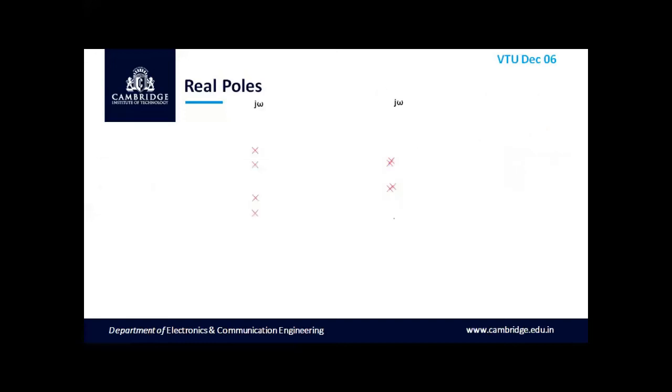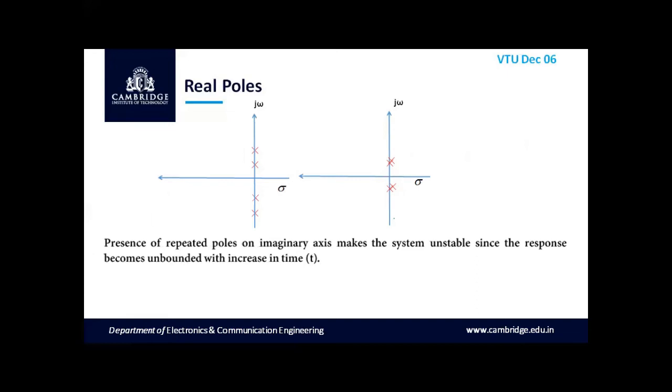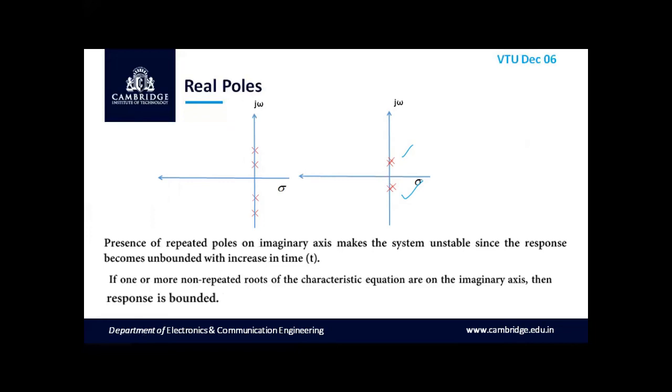So we have a few more conditions with respect to the poles located on the imaginary axis. The first condition is that the presence of repeated poles on the imaginary axis makes the system unstable, since the response becomes unbounded with increase in time. Whereas, if one or more non-repeated roots of the characteristic equation are on the imaginary axis, then the response is bounded.